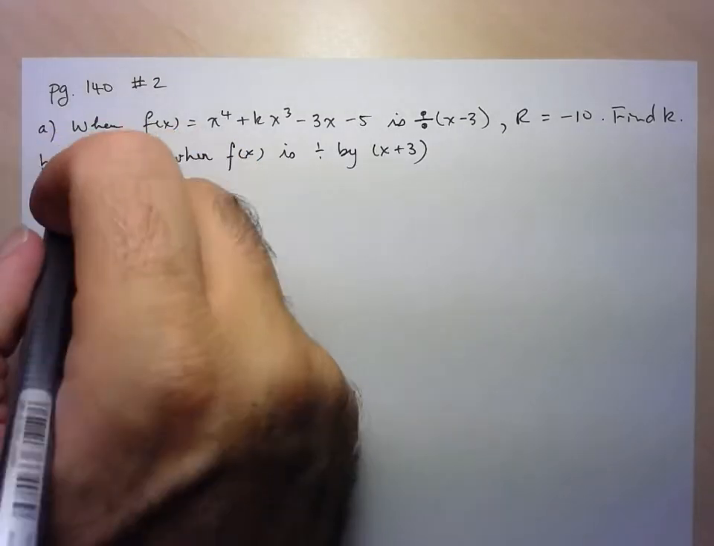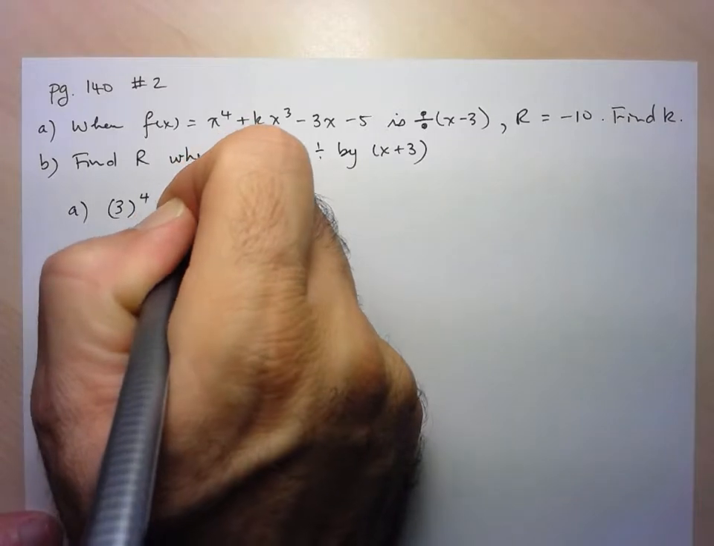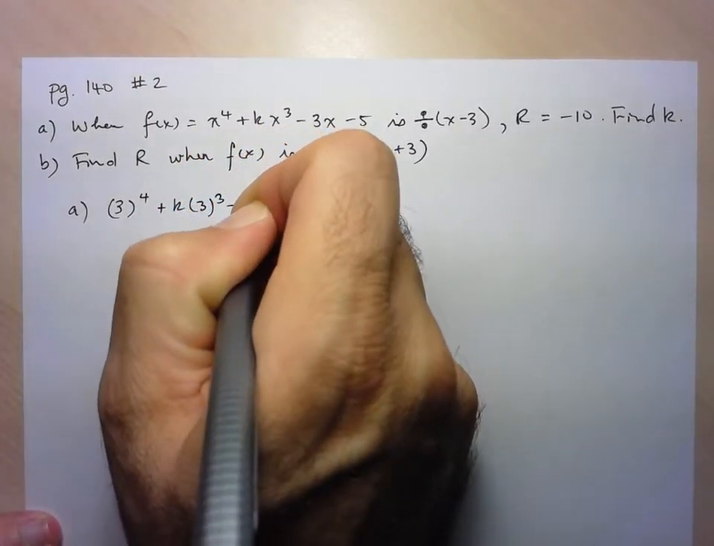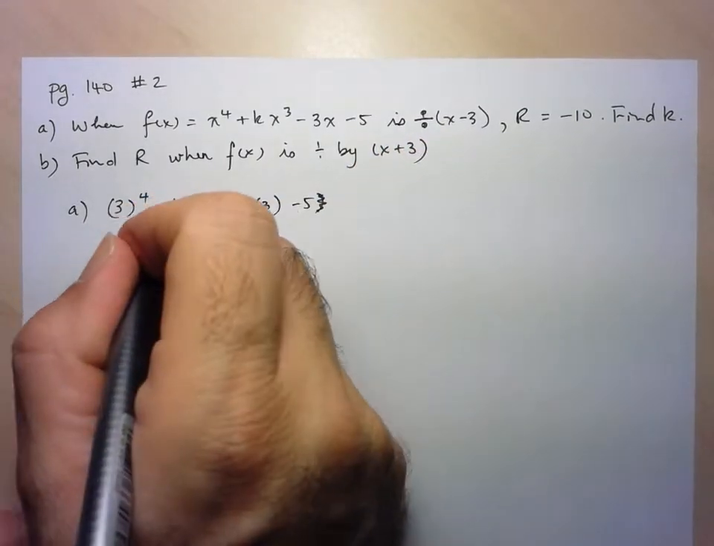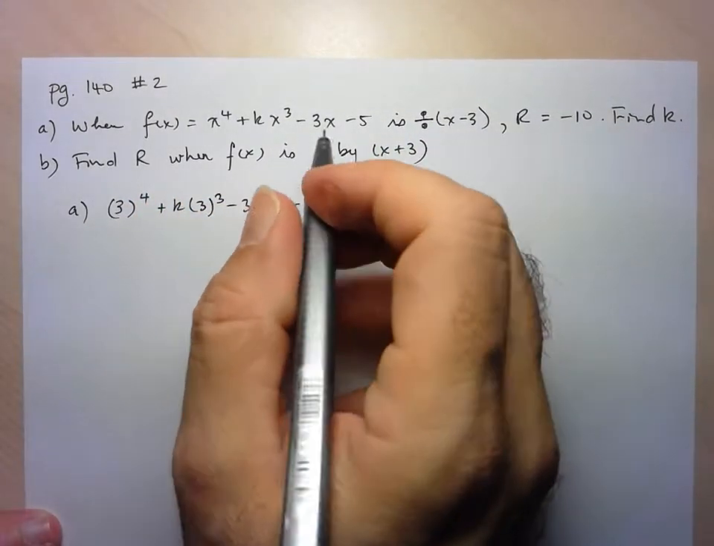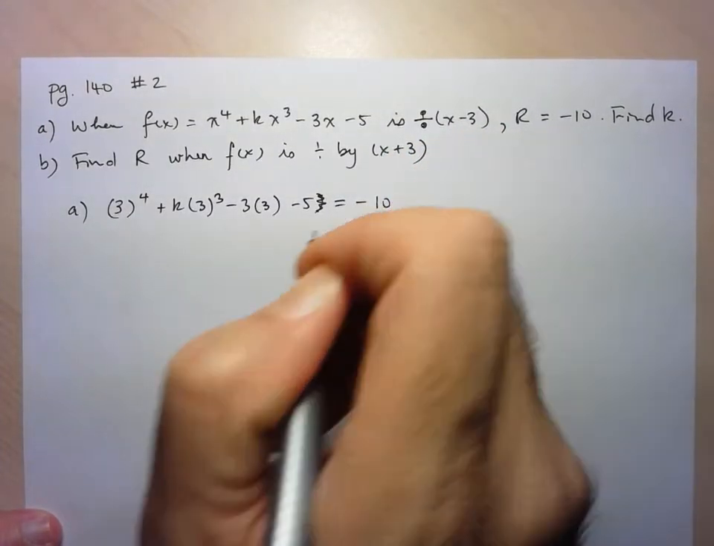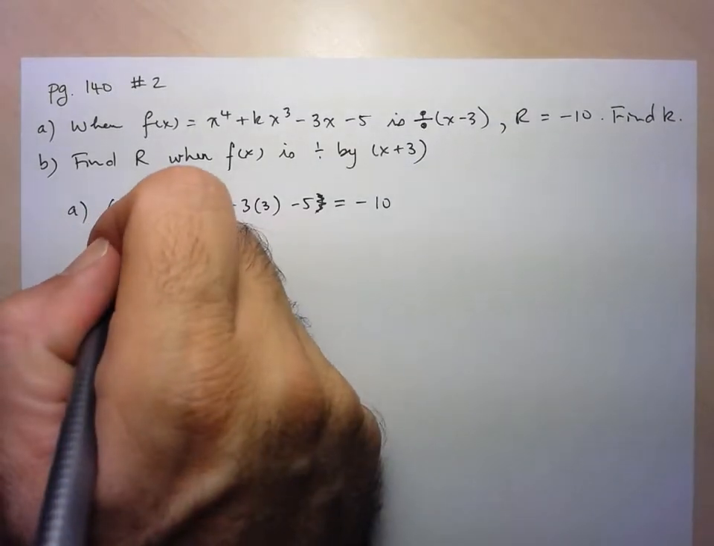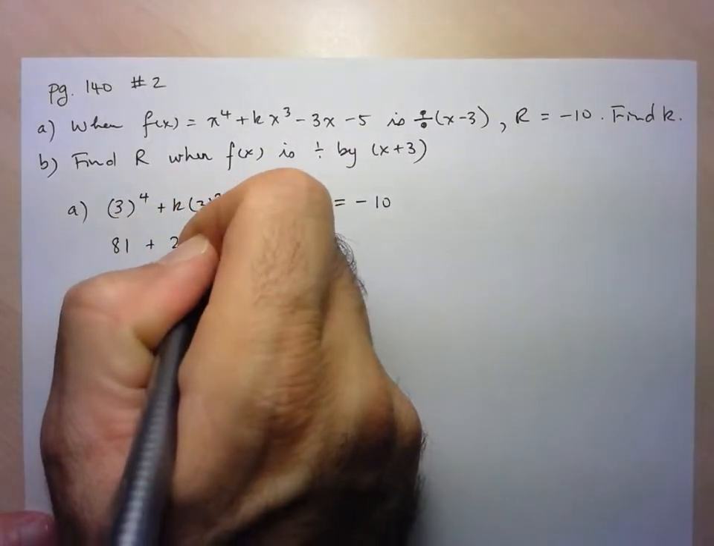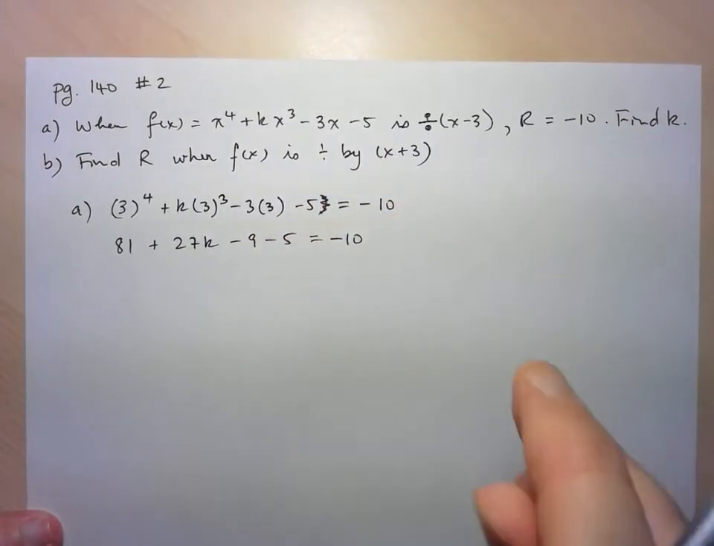Okay, so let's do that here for a. Let's plug in 3. This expression here represents the remainder of this division, and we know that remainder has to be equal to negative 10. Now we can just solve for k. So here we have 81 plus 27k minus 9 minus 5 is equal to negative 10.